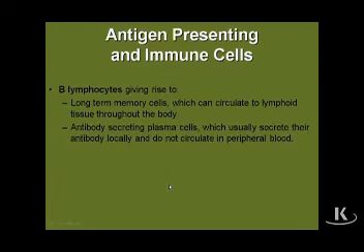B lymphocytes give rise to long-term memory cells that will leave lymphatic tissue, such as the spleen and a lymph node, and circulate throughout the body. They certainly also give rise to antibody-secreting plasma cells that we illustrated earlier that usually secrete their antibody locally and do not circulate basically in the peripheral blood. They're mainly found certainly in connective tissue and in various immune-presenting and in immune organs.